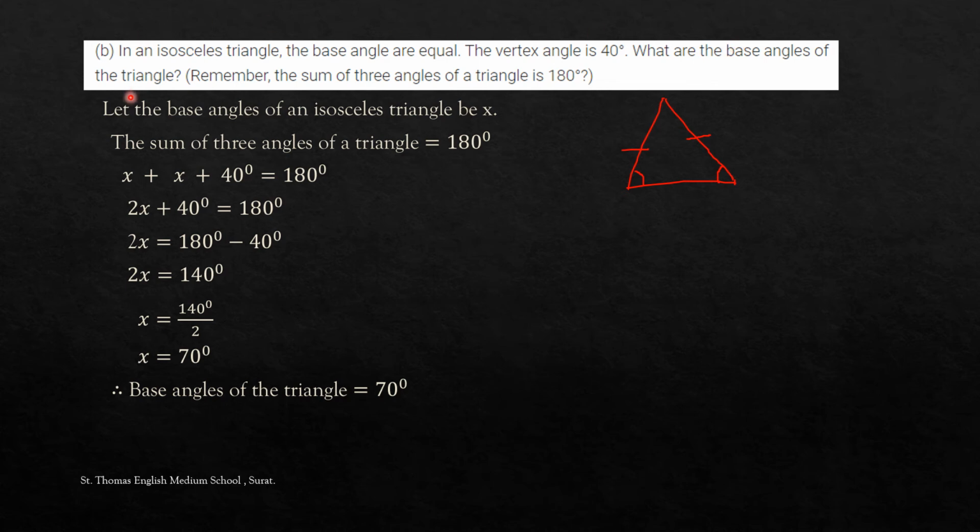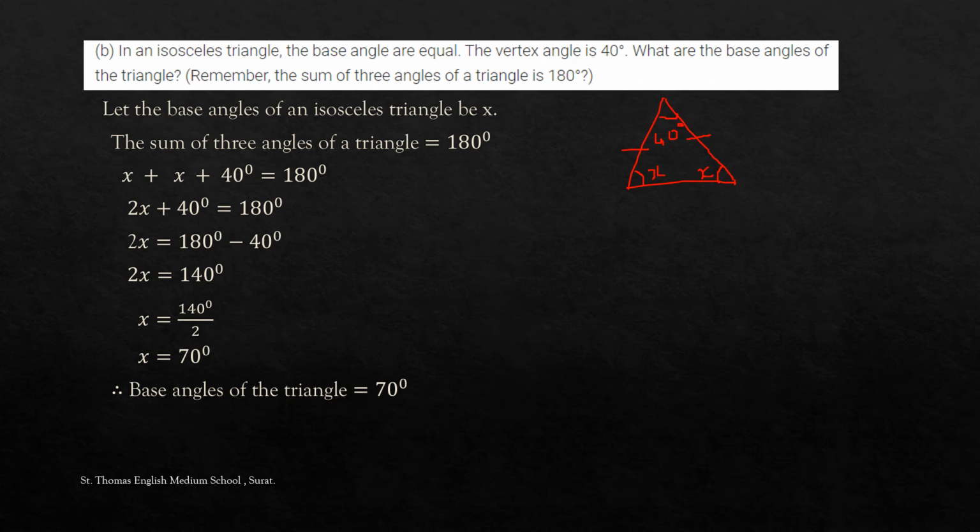What are the base angles of the triangle? They've given one hint: remember, the sum of the three angles of a triangle is 180 degrees. This is called the vertex angle, and these are called the base angles. The base angle is not given, so you have to find it. Take that angle as x. The vertex angle is given as 40 degrees, and both base angles are equal, so we can take each as x.